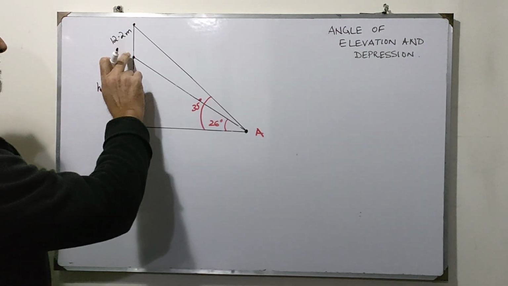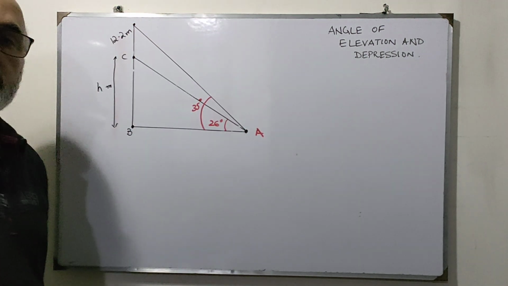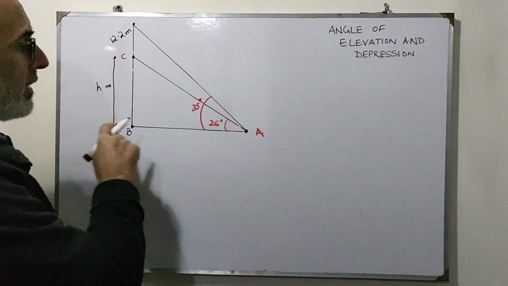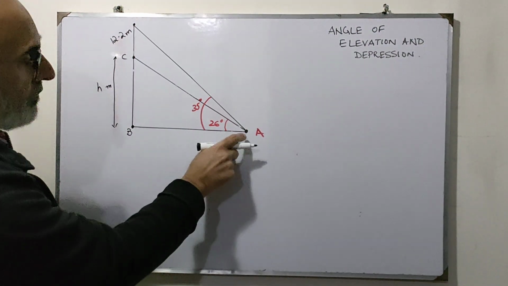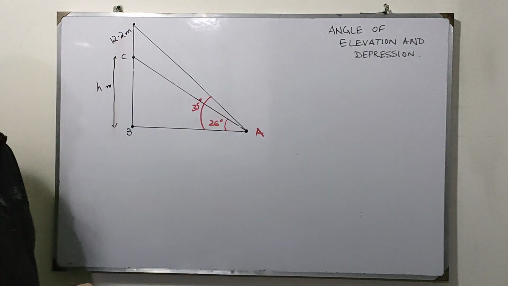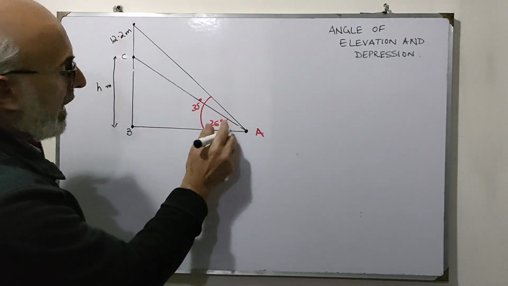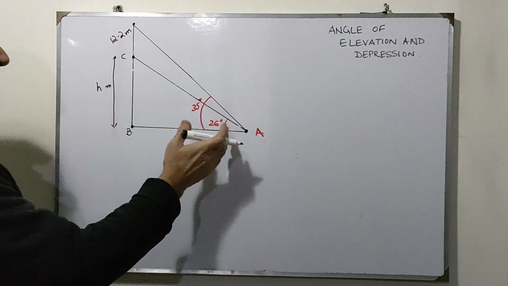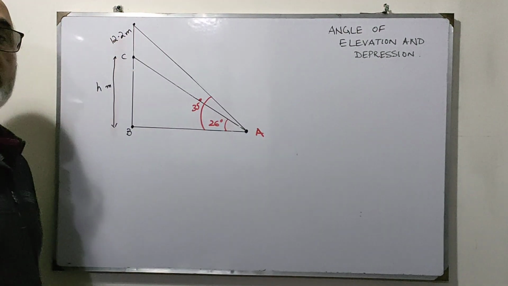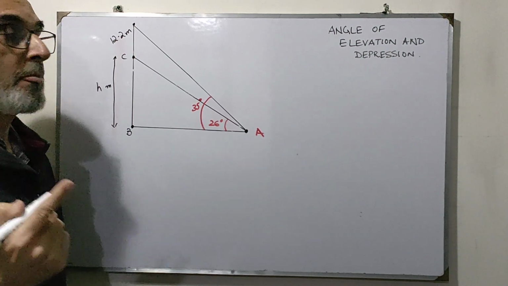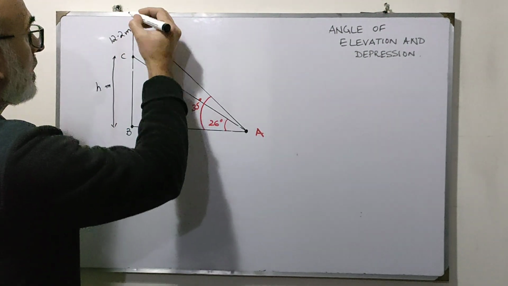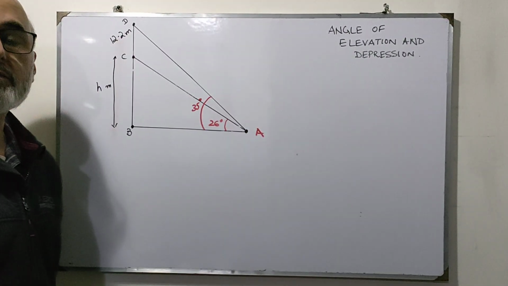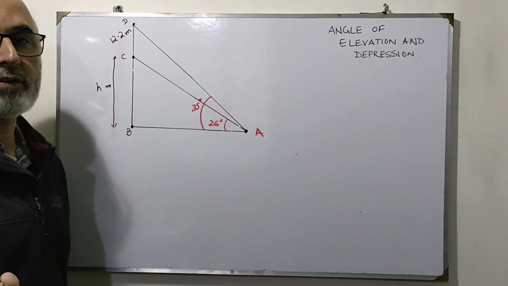And on the top of the building there is a flagpole which is 12.2 meters high. And there is someone at the point A, and if that someone is looking at the top of the building, which is point C, it is making an angle of 26 degrees, which is the angle of elevation. And if that someone is looking towards the top of the flagpole, which we can say is the point D, from A to D, it's making an angle of 35 degrees.